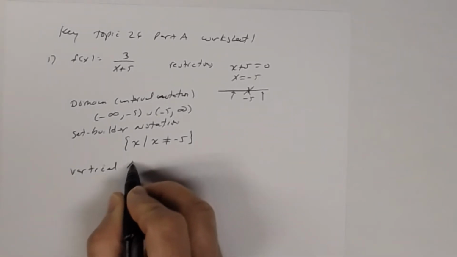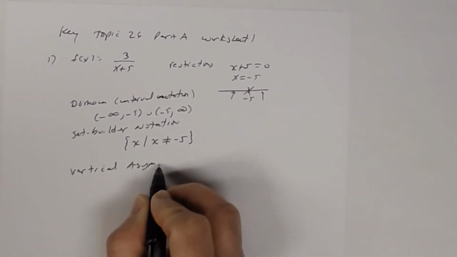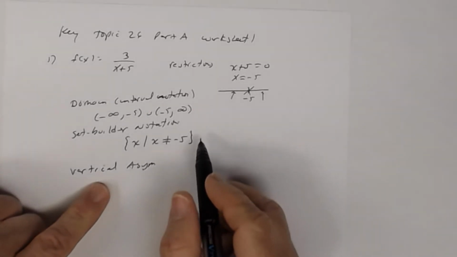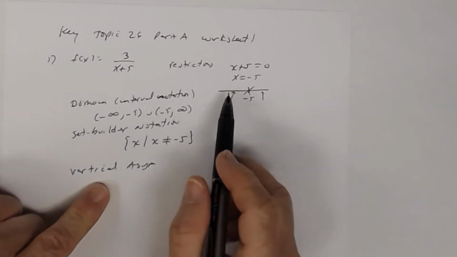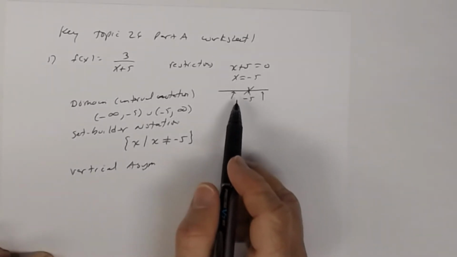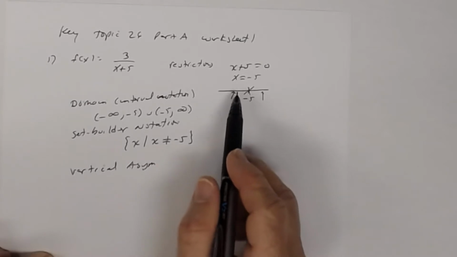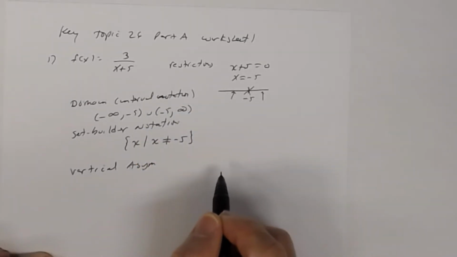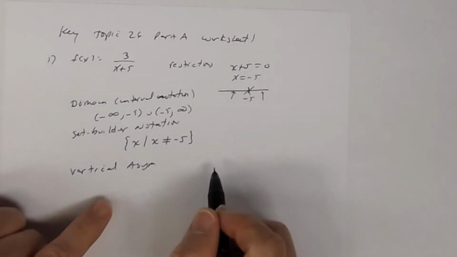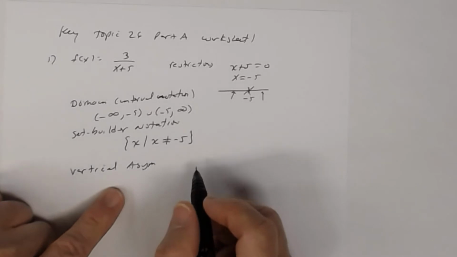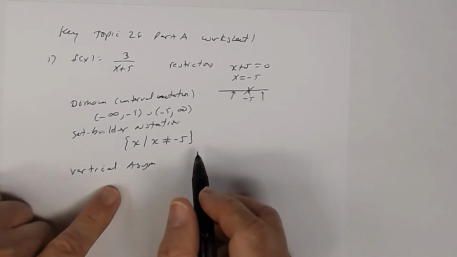So to determine the vertical asymptotes, you're going to look at your restrictions. That's one thing you're going to look at. So notice that when I look at this function right here, my restriction is negative 5. So that means that x cannot equal negative 5, right? So that's going to be one of my vertical asymptotes.